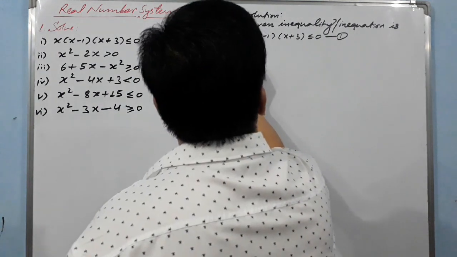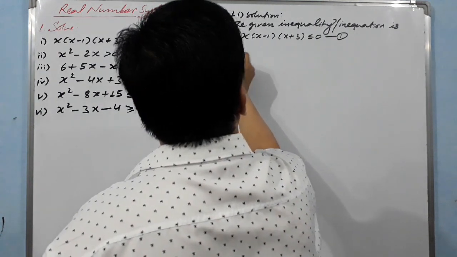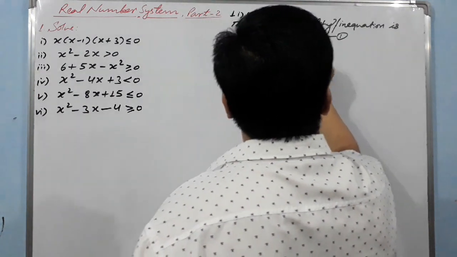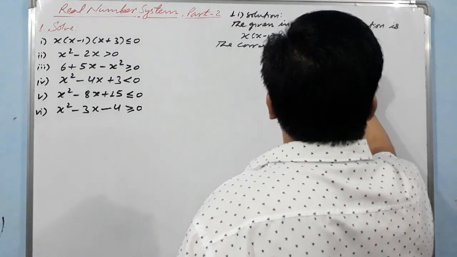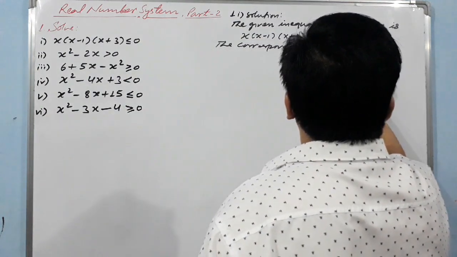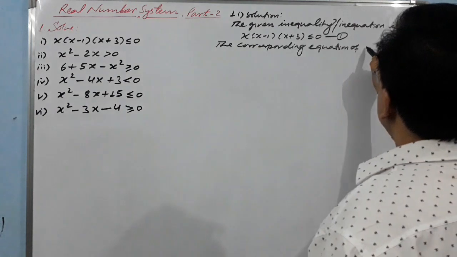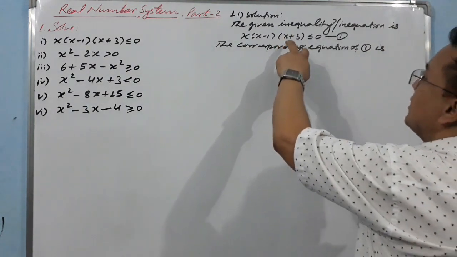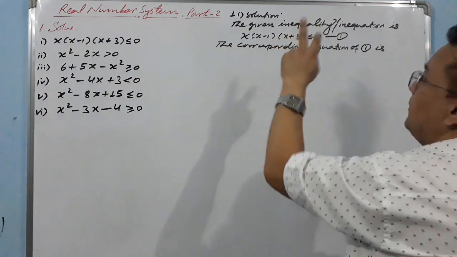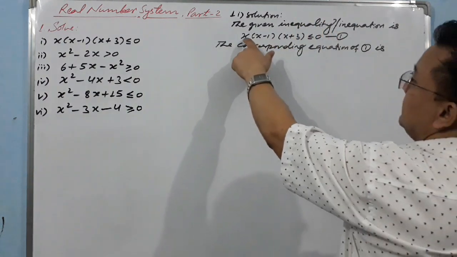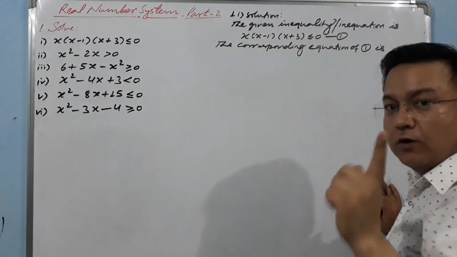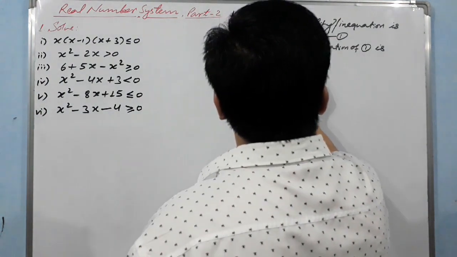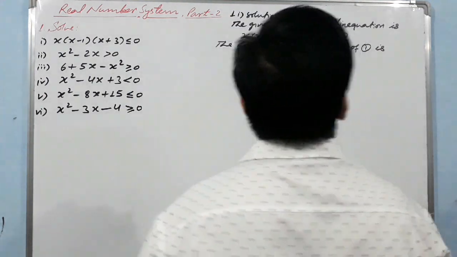After that, we will write the corresponding equation of the first. This is your inequation, this is your inequality. It becomes an equation when the left hand side is equal to 0. So (x minus 1)(x plus 3) is equal to 0.